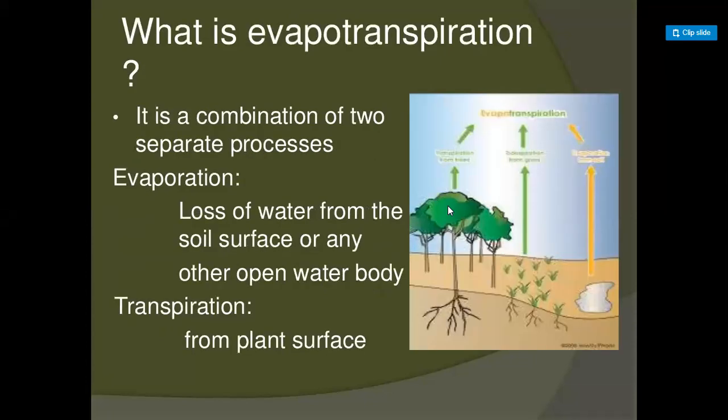So guys, what is evapotranspiration? It is a combination of two separate processes, evaporation and transpiration. Here, evaporation means loss of water from the soil surface or any other open water body. Transpiration is loss from the plant surface.